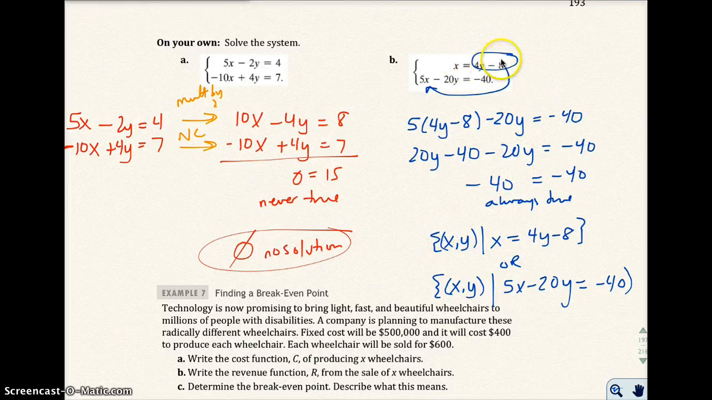The second one, when I substitute this value into here, I end up getting a statement that is always true. Negative 40 equals negative 40 is always true. And so you can either write this statement here or this statement here. That means any ordered pair on that line is going to work. Really, these lines are on top of one another.